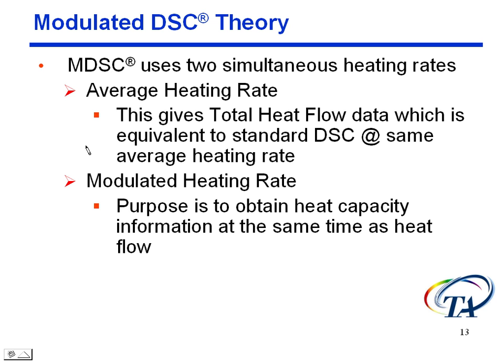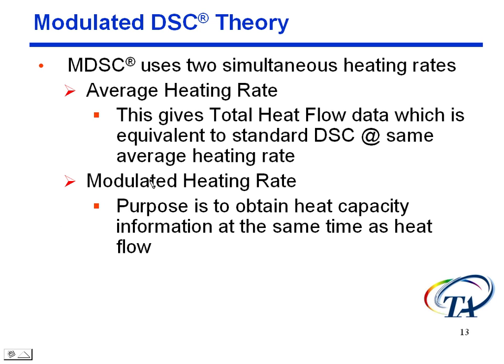Now this is important because, as we've just seen, the heat flow data is going to depend on the heating rate, especially with something that's kinetic, or a heat capacity transition. So if we do our regular DSC at 10 degrees a minute, but then we do a modulated DSC at an average heating rate of, say, 3 or 5 degrees a minute, we're going to see slight differences. So we need to make sure we're comparing at the same average heating rate.